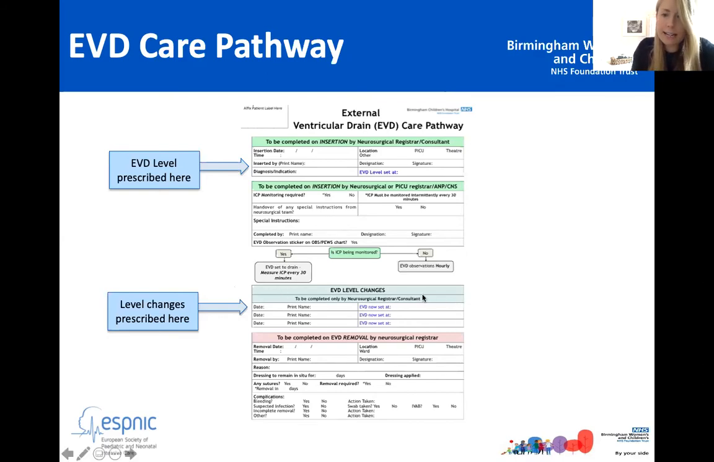If the EVD level changes, and again, this should only be prescribed by a neurosurgeon because they've made a clinical decision that they want to change that level, they should re-prescribe that here. So time, date, name, so that the last person that's doing their daily checks can always check that the EVD is in the right place. And then when we remove the item here, we'll bring up the full care pathway just to show you that at the end.